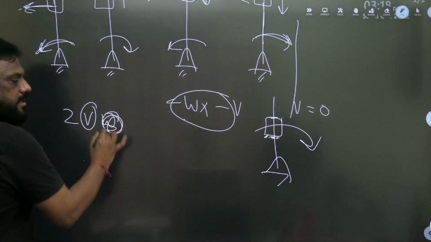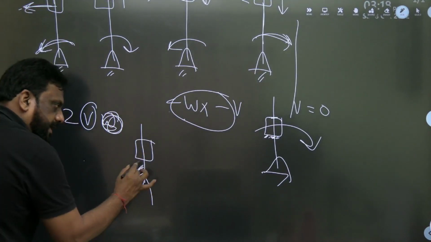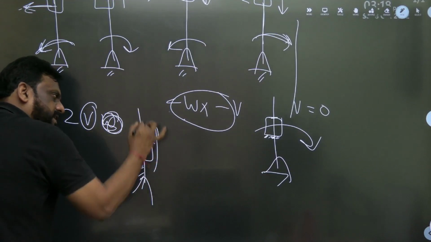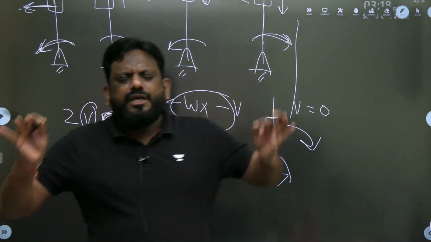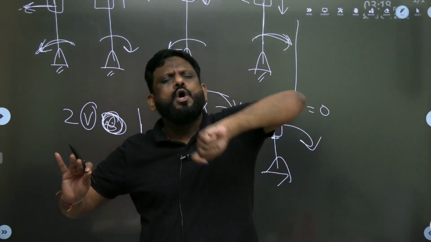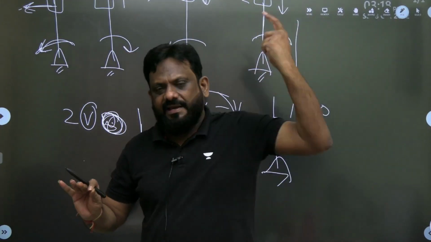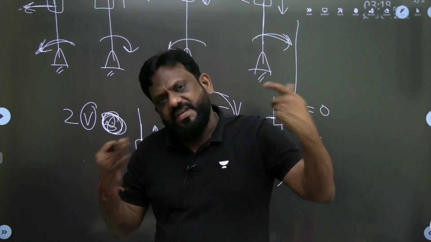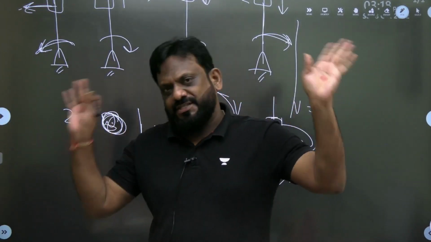If omega is 0 and there is pure sliding, let us say we fix it, it is not rotating, it is purely sliding. When it is purely sliding, omega is 0. When omega is 0, again Coriolis is 0. The Coriolis component will come only when there is simultaneous rotation and sliding. So if sliding is 0, V is 0, Coriolis is 0. If rotation is 0, omega is 0, Coriolis is 0.